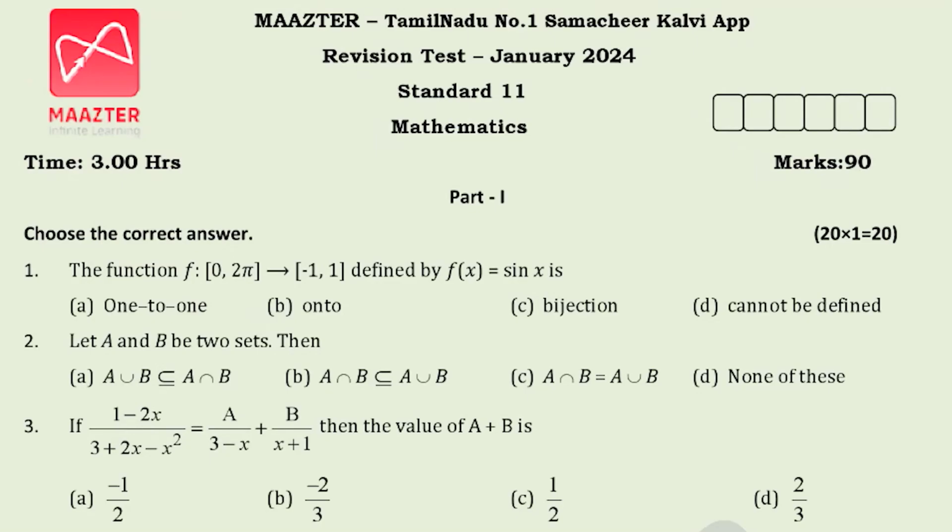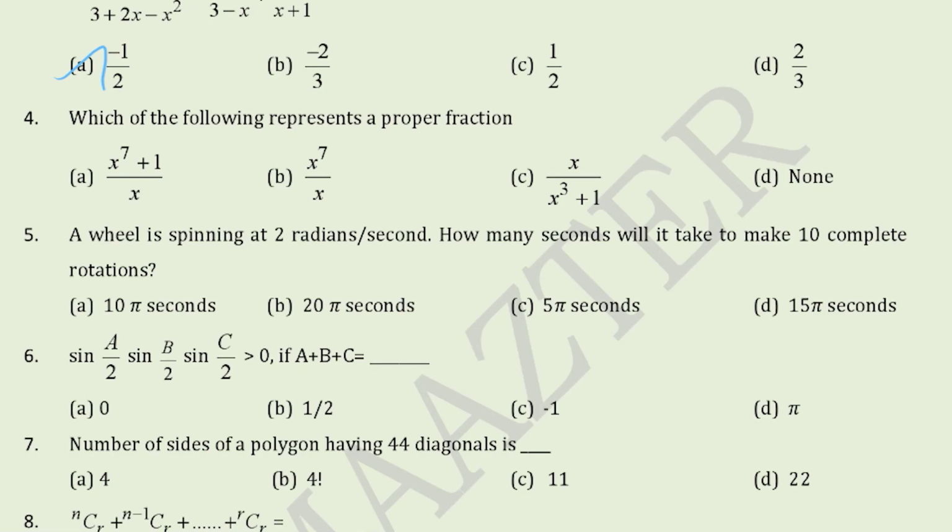First, the function f is 0, 2 by 2 minus 1, 1 defined by f of x equal to sin x is. Answer is option B. Next, let a and b be two sets, then answer is option B. Next, if 1 minus 2x by 3 plus 2x minus x square equal to a by 3 minus x plus b by x plus 1, then the value of a plus b is. Answer is option A. Next, which of the following represent a proper fraction?